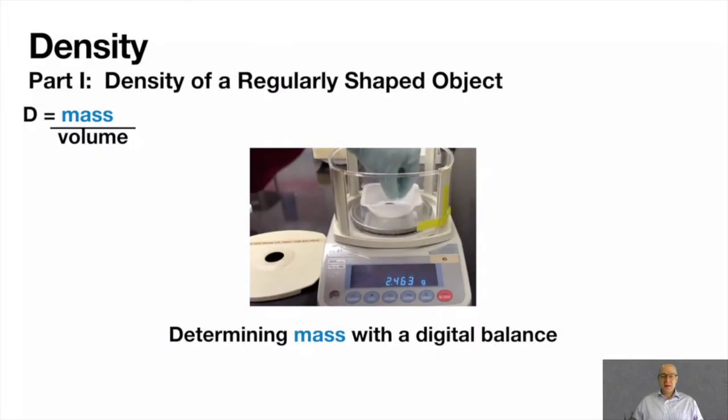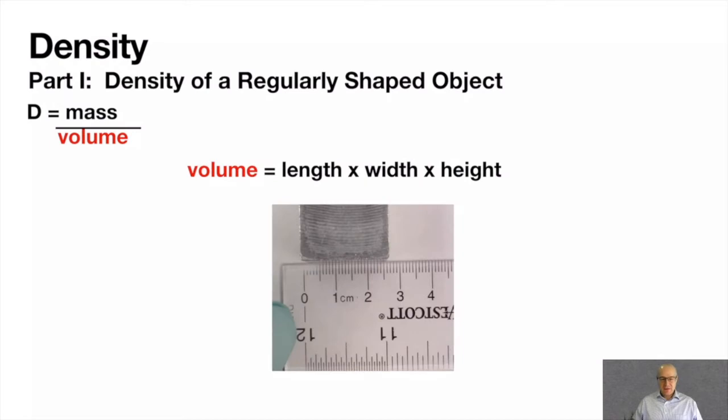Part 1, density of a regularly shaped object. Again, density is mass over volume. So when determining mass, you just basically put something on a scale and read the numbers off the scale. Very simple. No sense belaboring that point, right? Let's move on. Now, volume of a regularly shaped object is determined by what we call direct measurement. You measure the length, the width, and the height of something.